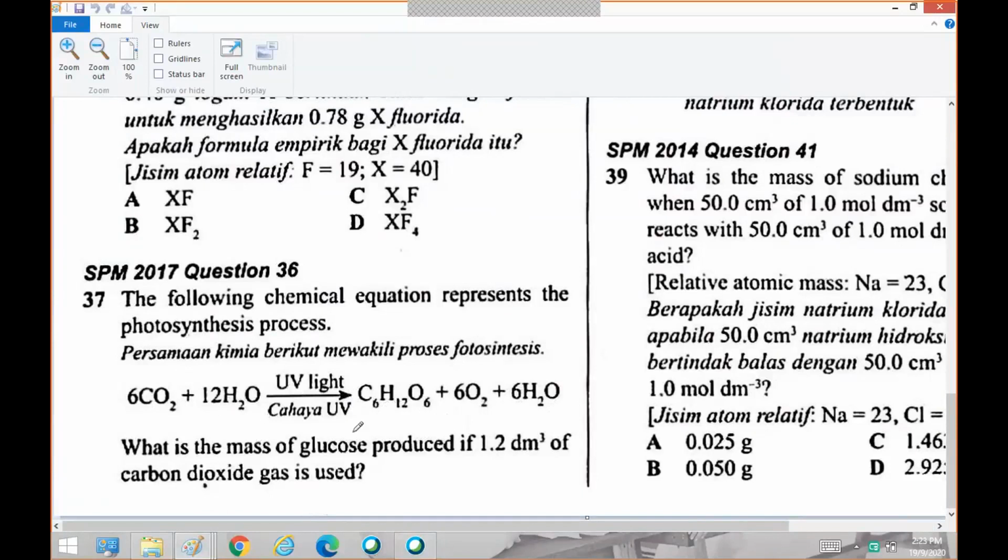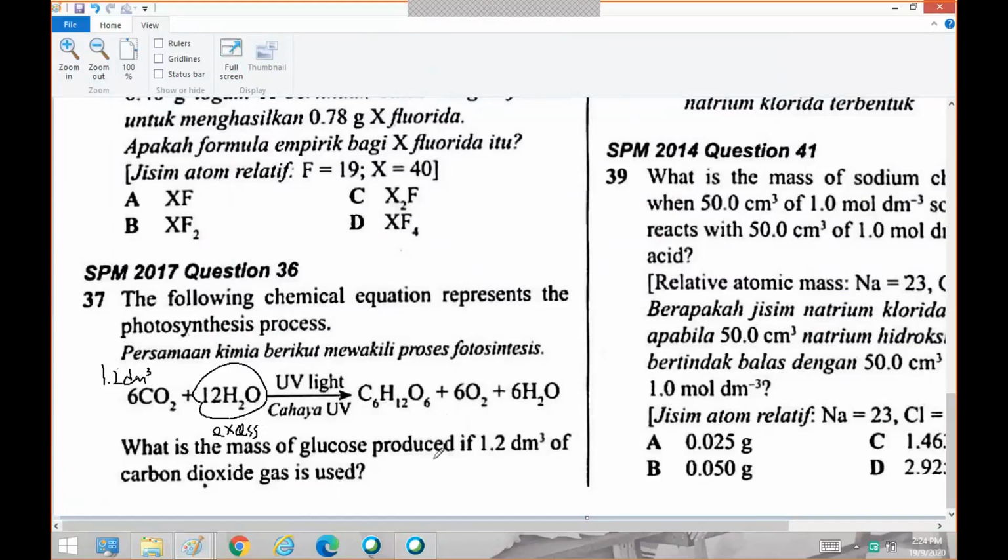All right, they say here, what is the mass of glucose produced if 1.2 decimeter cube of carbon dioxide gas is used. So what this means is that the water here is going to be in excess. They don't have to mention it. Even in real life, plants usually, if they cannot perform photosynthesis, it is because of the lack of carbon dioxide. The carbon dioxide is the limiting factor. Water usually is not, because if there is a lack of water, the plant will die anyway.